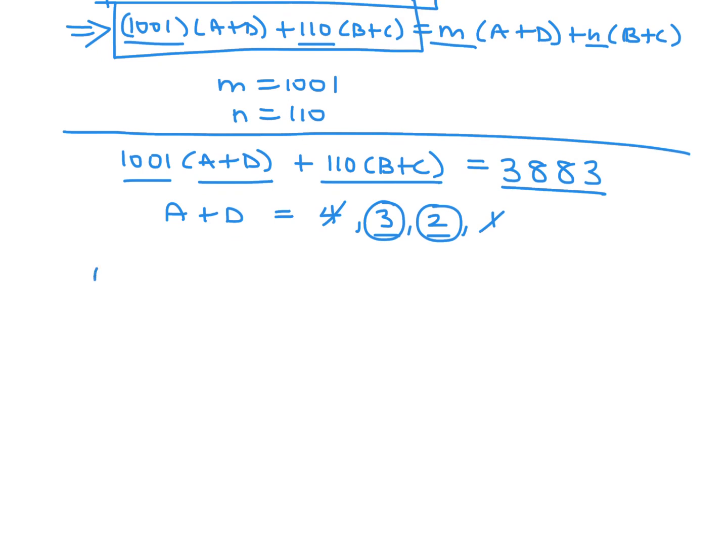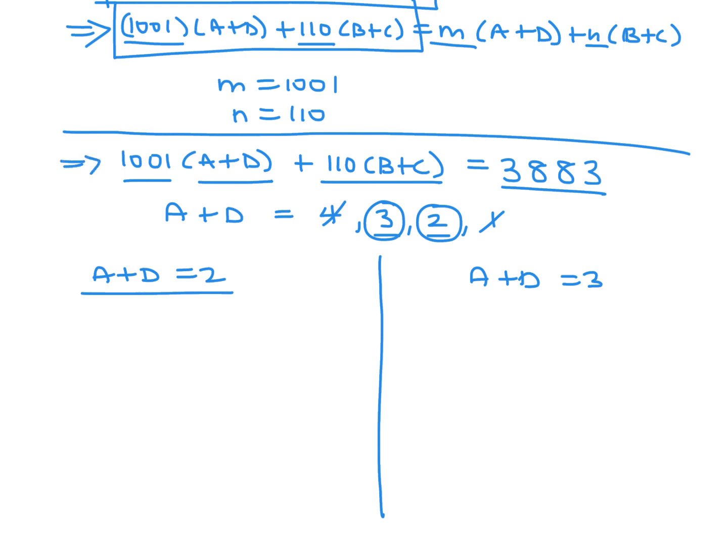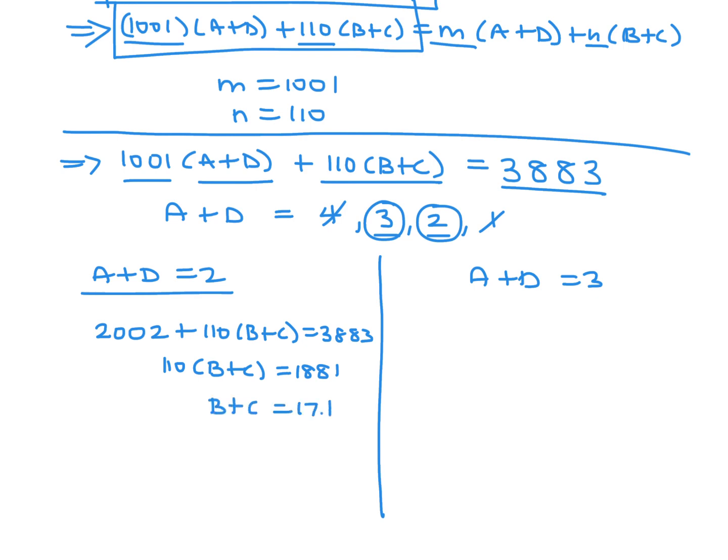Okay, so let's work with that. Let's make A plus D equal 2, or A plus D equal 3, and let's see what happens. So the first one, if A plus D is 2, let's plug that into here. So that's going to be 2002 plus 110 times B plus C is 3883. So this would be 1110 B plus C is 1881. And therefore B plus C would be 17.1. Okay, well that falls apart immediately because B plus C has to be an integer, because B and C are both integers.